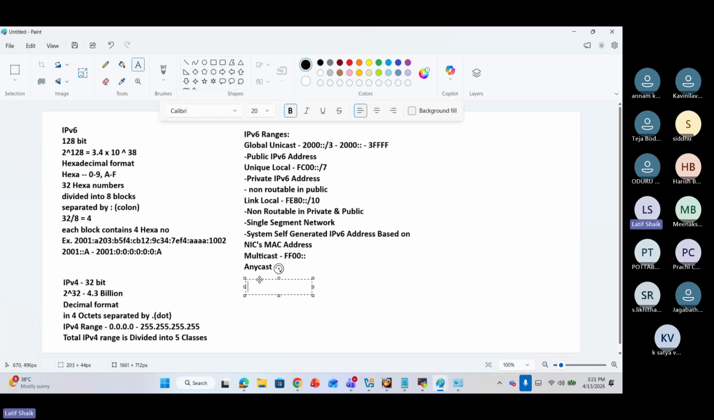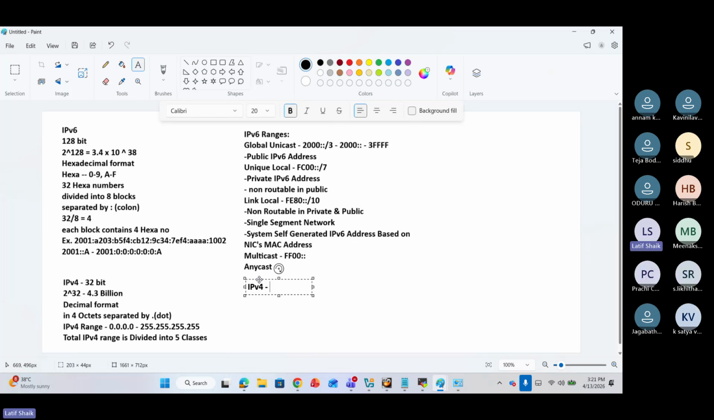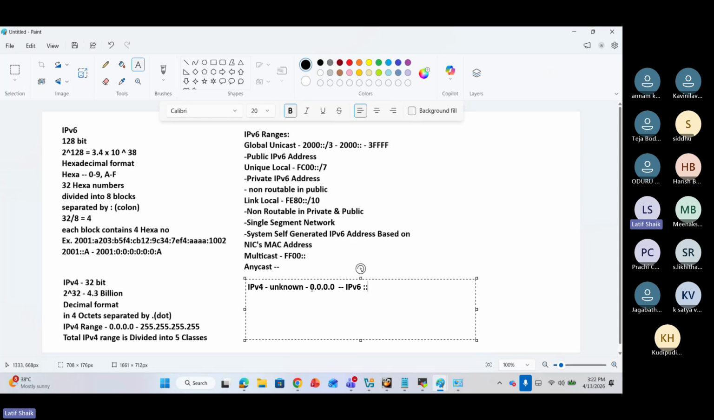In IPv4, we have an unknown IP type, which is used for unknown. The reserved IP is 0.0.0.0. In IPv6, we represent it with a double colon. It's not a range, it is simply a double colon.